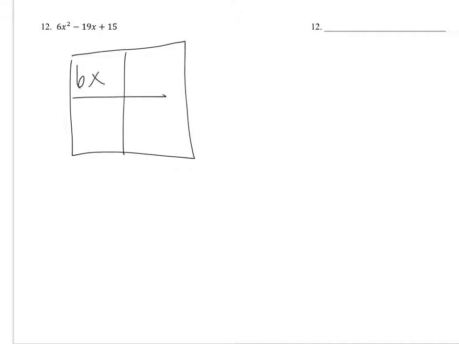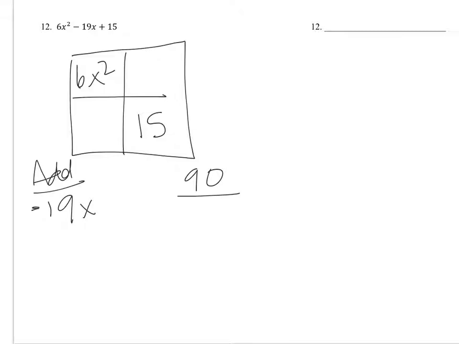6x squared goes in the first, 15 goes in the second. I'm adding, remember you add to get your middle number. And this time it's going to be a negative 19. So if I do 6 times 15, I'm looking at 90. Now one thing about this, when I'm looking for my factors, I know it's divisible by 5, so I'm going to divide by 5 first. So 5 and 18. Since it's positive, they both would have to be negative.